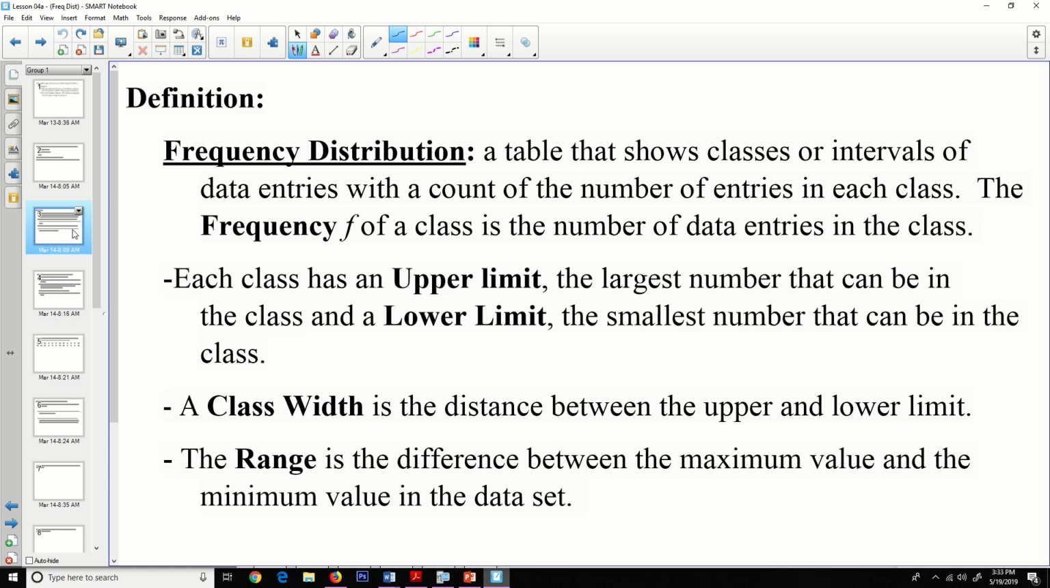The frequency, f, of a class is the number of data entries in that class. Each class has an upper limit, which is the largest number that can be in that class, and a lower limit, which is going to be the smallest number that we can put in a class. A class width is the distance between the upper and lower limit. The range is the difference between the maximum value and the minimum value in the data set.